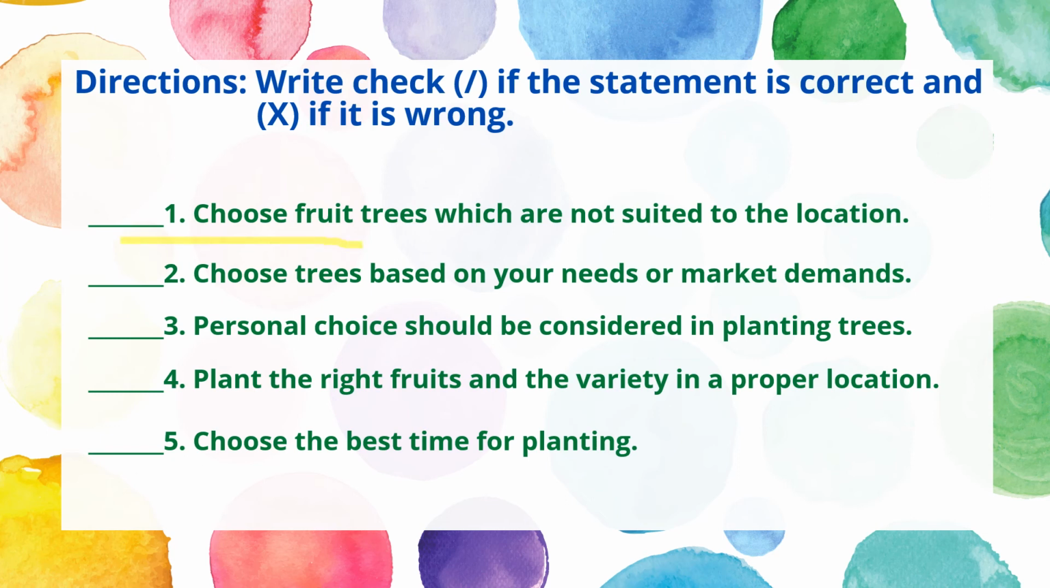Number 1. Choose fruit trees which are not suited to the location. Number 2. Choose trees based on your needs or market demands. Number 3. Personal choice should be considered in planting trees. Number 4. Plant the right fruits and the variety in a proper location. Number 5. Choose the best time for planting.